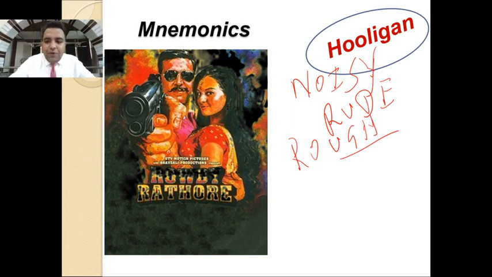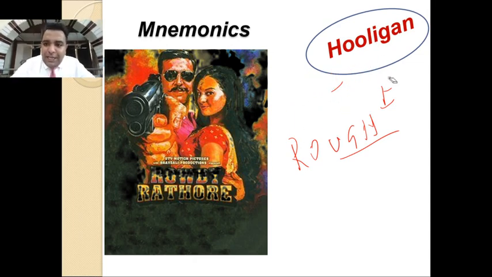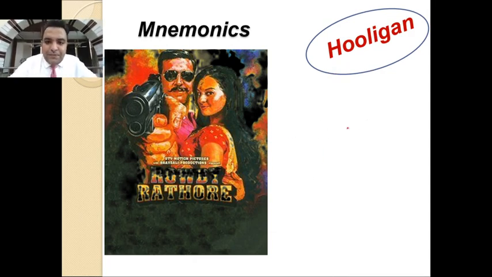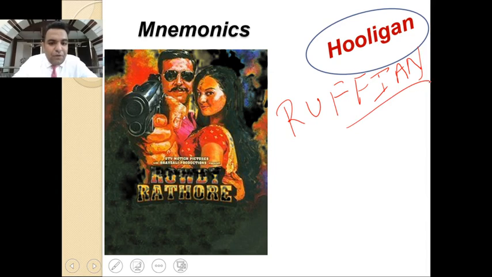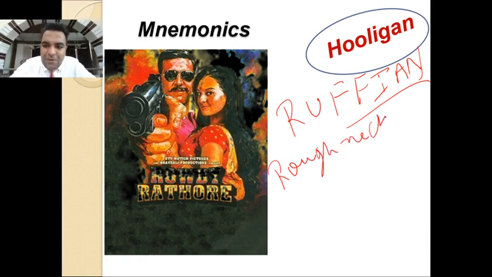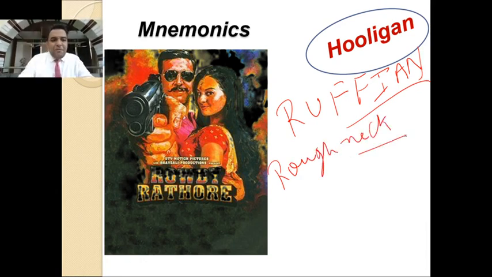So let's take a very good word from hooligan. I'll give you a couple of words from hooligan. The word is ruffian. So I've changed the name of the movie Roddy Rathore to Ruffian Rathore. These people are also known as roughneck. These people are very rough, noisy. These people are ruffian, bully kind of people, noisy.